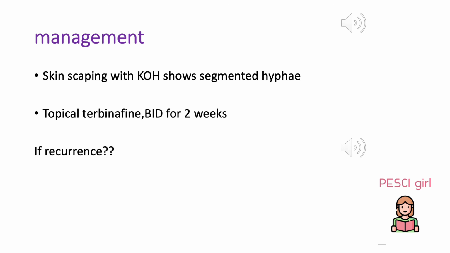Tom's rash gets resolved by 2 weeks. However, he comes back after a month with a similar rash in groin area. In case of recurrence, we're thinking about a primary site that acts as a reservoir for infection. Usually, this site is the feet and the toenail.